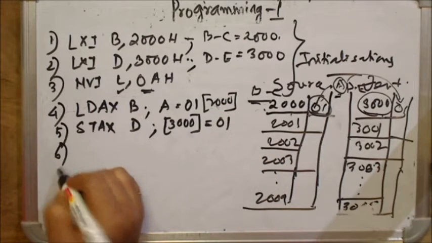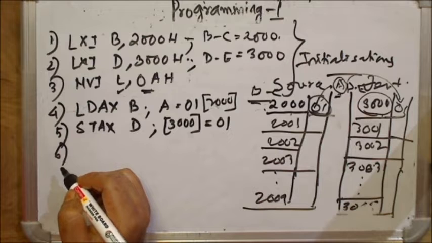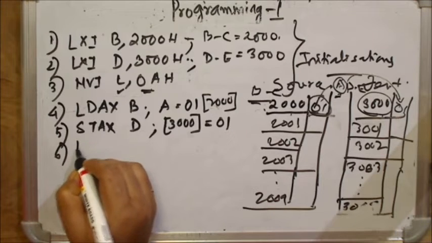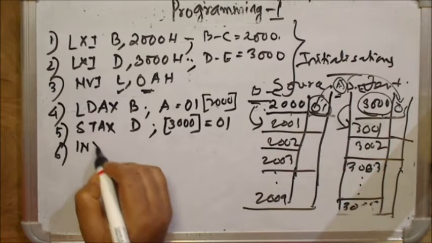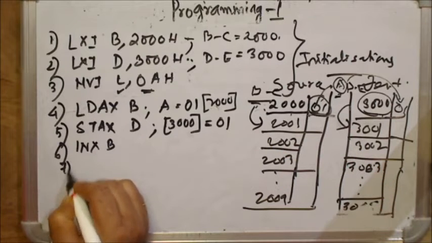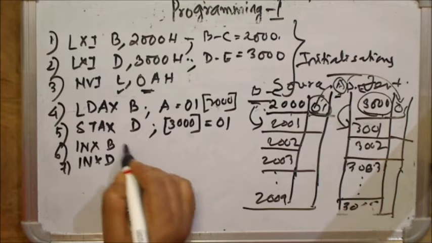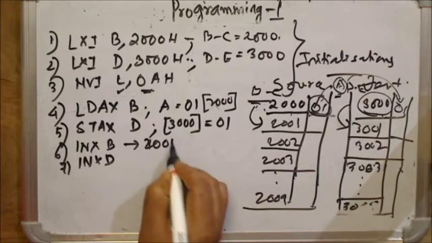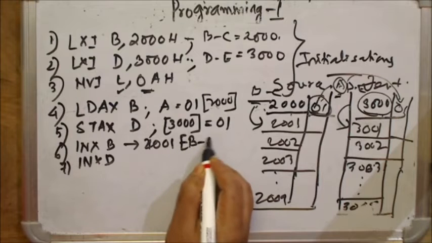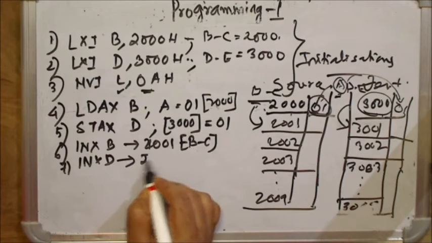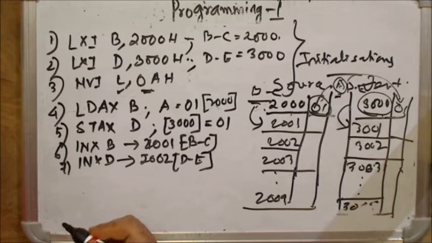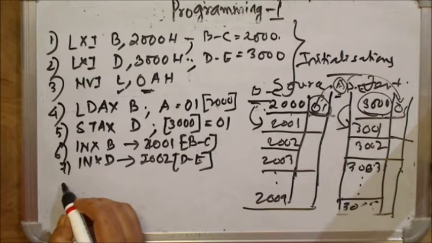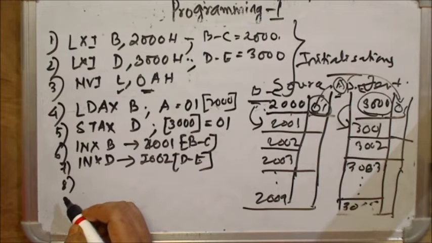Fine. Then next, what you have to do? We have to increment both the pointers. That is, we have to put both the pointers to get to the next memory location. That is INX B. Next INX D. So BC pair will be now 2001, and DE pair will be now 3001. Fine. So BC pair gets 2001 and DE pair gets 3001. Now you are ready to do the next iteration, that is, put the procedure in loop.